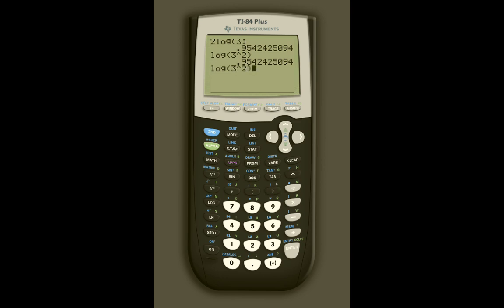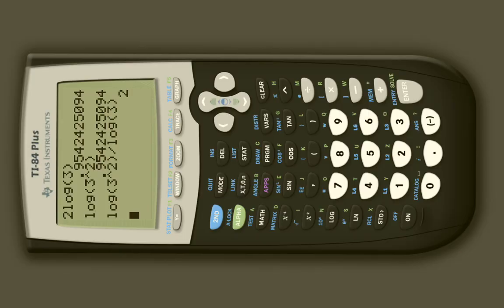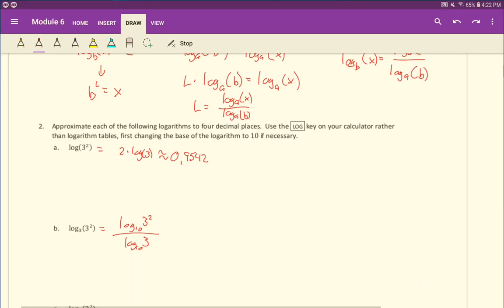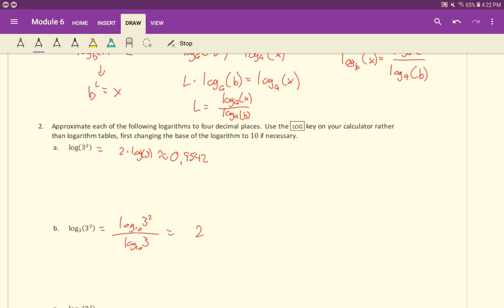Close your parentheses when you do this. Okay, hit enter, and we get exactly 2, which I guess shouldn't surprise us. I really can't believe I didn't think about that. This makes sense because the 2 comes out front with the property of a logarithm. In fact, I'll just show you here. 2 times log base 10 of 3 over log base 10 of 3. And these are going to cancel because they're the exact same thing, and we're left with just the 2.